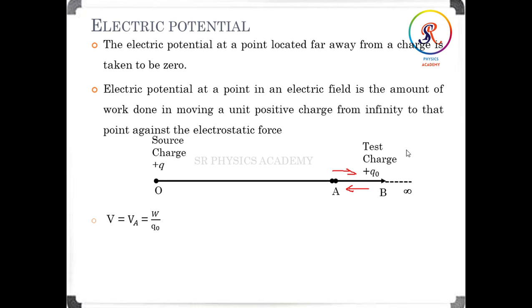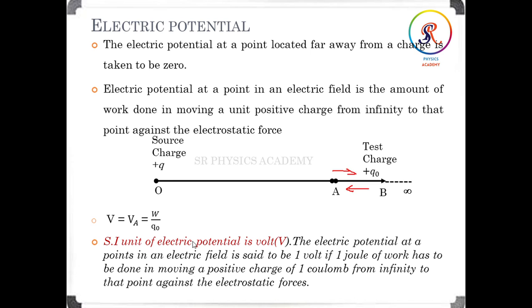So see this image, this point. The point B lies at infinity. Then we can call this the potential at B. So VB is equal to 0. So we can write V equal to VA, because VB is cancelled, that means 0. That means VA is equal to work done by Q naught.